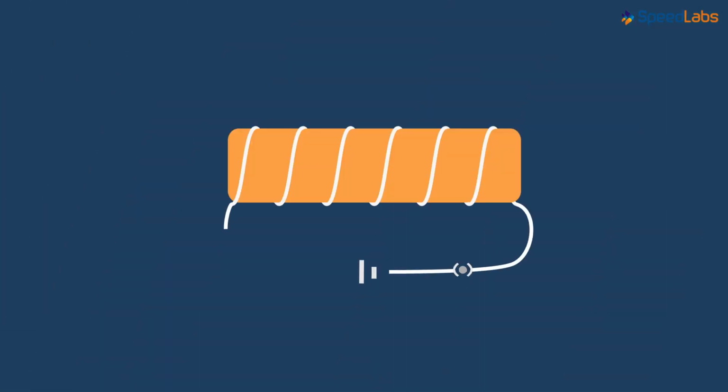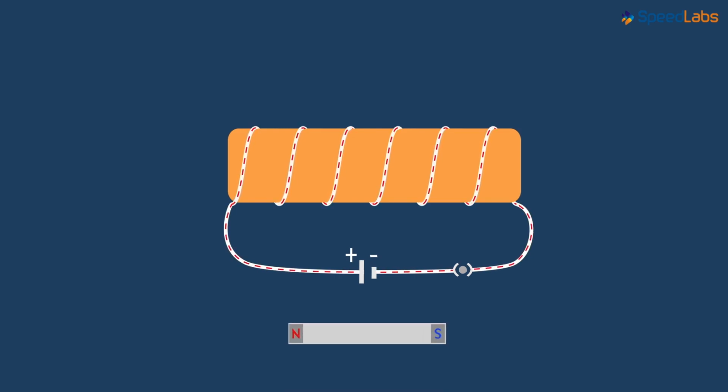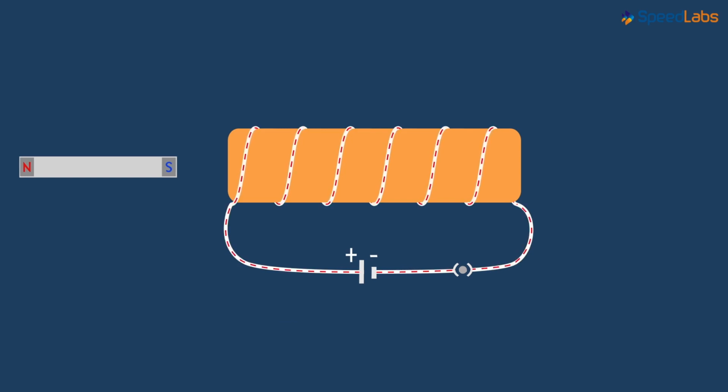Here, I'm connecting the solenoid with a battery and a key. Now, as you can see, I'm allowing the current to flow in the clockwise direction. We also need a bar magnet for this experiment. What happens if we take the south pole of the bar magnet close to the left side of the solenoid? You will observe that the bar magnet is repelled by the solenoid.